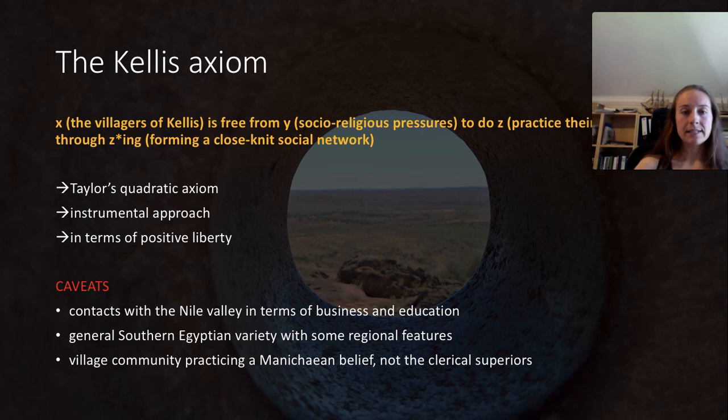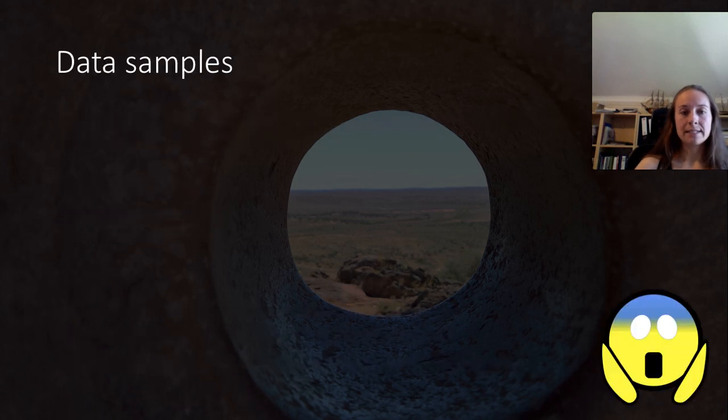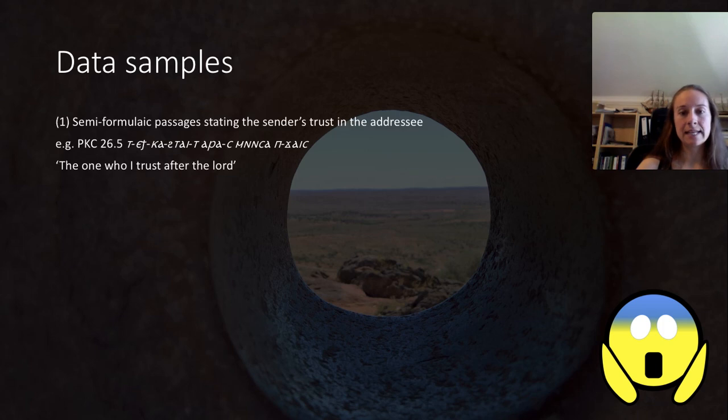Now, from the data set, as I said, I wanted to look at private letters from Kellis, and from this data set, I pulled three types of data samples. I pulled semi-formulaic passages stating the sender's trust in the addressee in order to show you that we have a close-knit social network. These phrases are very common when people write to the desert monks, to these monks that live in the desert and are seen as figures that support you in the 4th century bilingual archives.